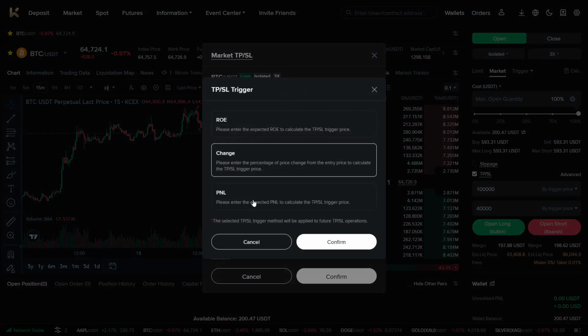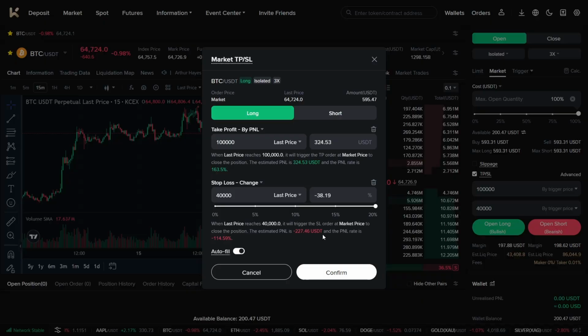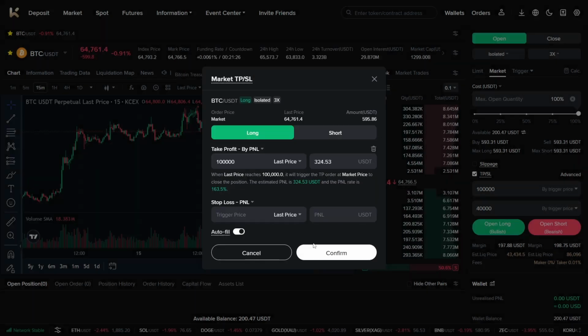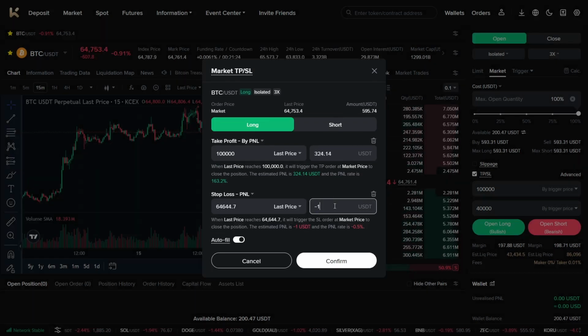Lastly, we can set it by P&L. This is your profit on your margin. So we can see if Bitcoin was at 100,000, we would be up about $324. This again has to do with our 3x leverage. On the downside, let's say you don't want to lose more than $100 on your trade. That means we would be sold out of our position at around 54,000 BTC.